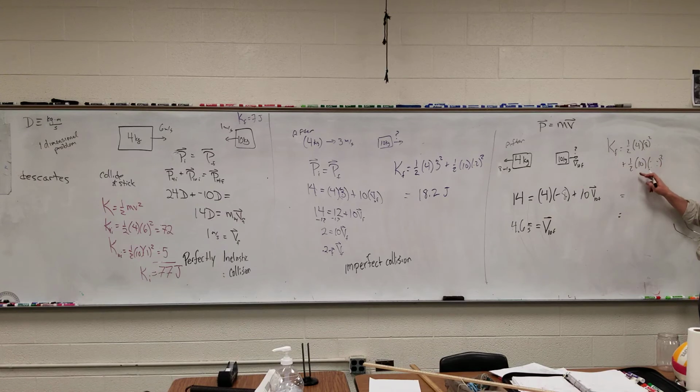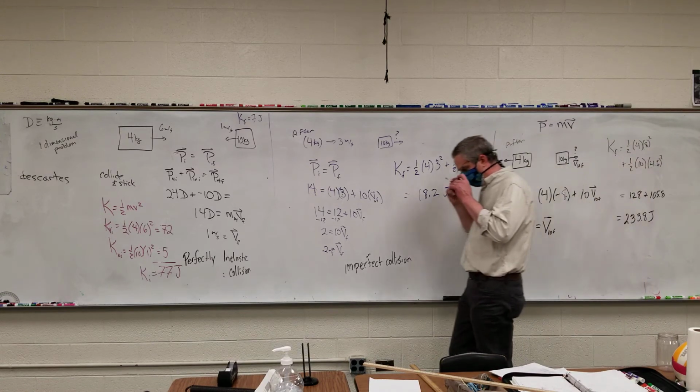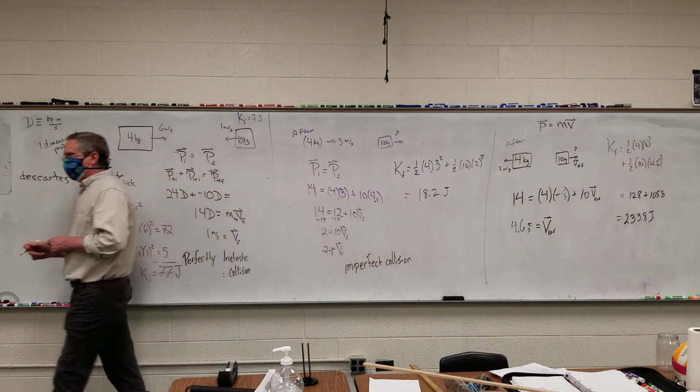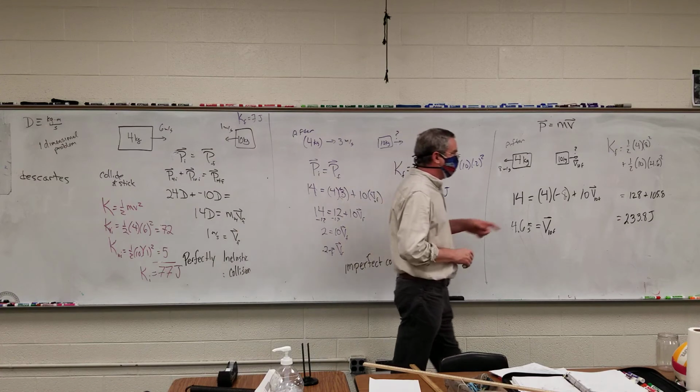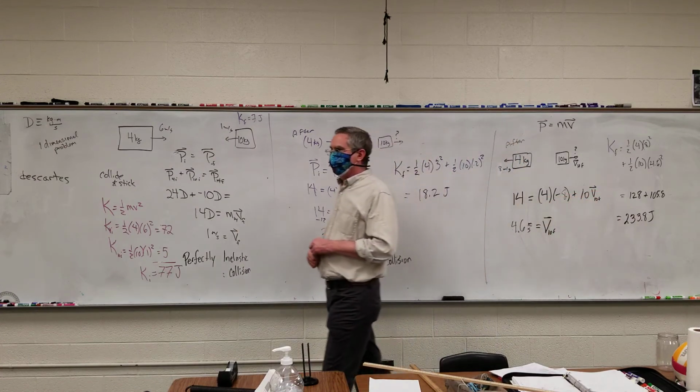times 8 squared, and then 1/2 times 10 times 4.6 squared. So it's 128 plus this, 105.8. And so we end up with a total energy of 233.8 joules. We have gained energy. Unless there was an explosion or some other object in there causing this change, most textbooks call this impossible. Creating energy out of nothing.